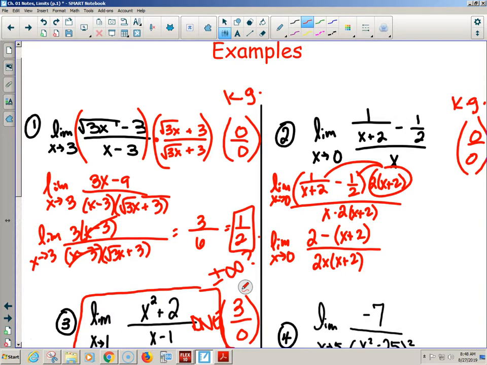Gotta distribute that negative. And when you distribute that negative, you get a negative x and a minus 2. Don't the 2's cancel? So then, canceling to 0, the x's are going to reduce because I have a negative x on top and I have an x on bottom. After the x's reduce I'm left with a negative 1, I can plug it in, and get negative 1 over 2 times 2, which is 4.